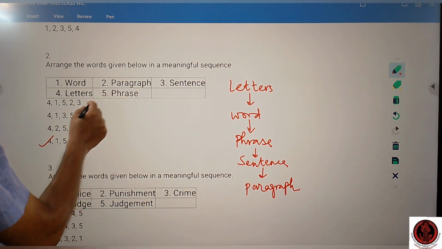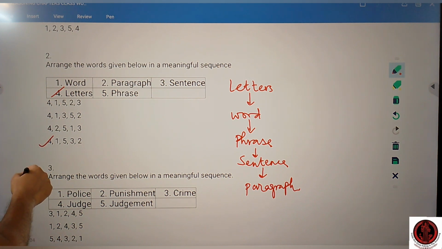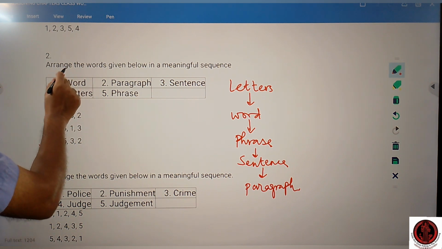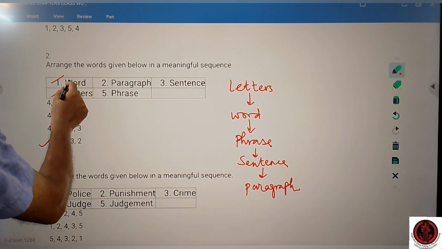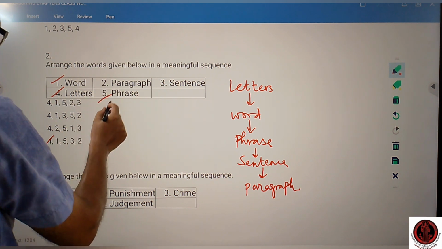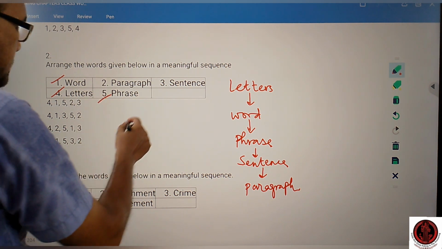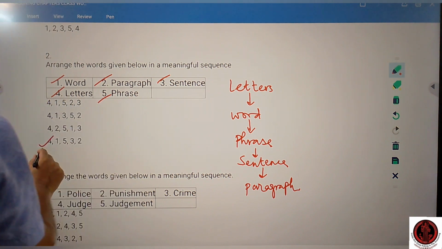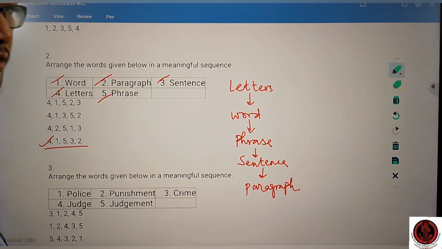First is the letter, so 4 is the first one. Then group of letters means word, that is number 1. So 4, 1. Group of words means phrase, so number 5. Group of phrases means sentence, then number 3. Group of sentences means paragraph, that is number 2. So the sequence is 4 1 5 3 2. Option D. Okay.